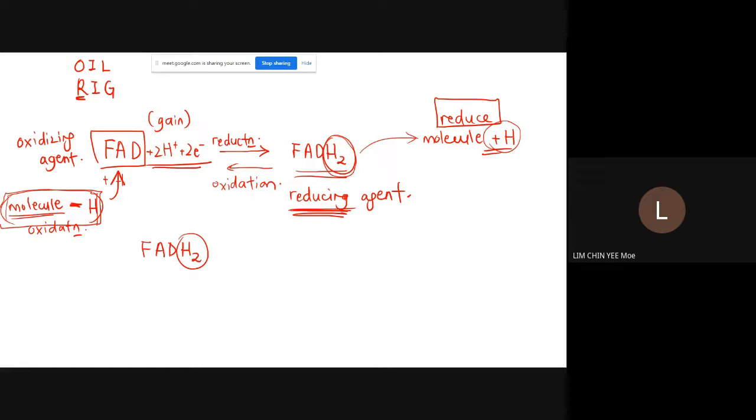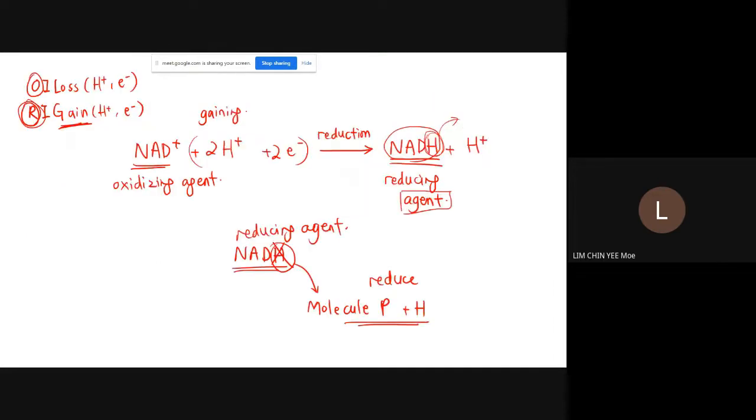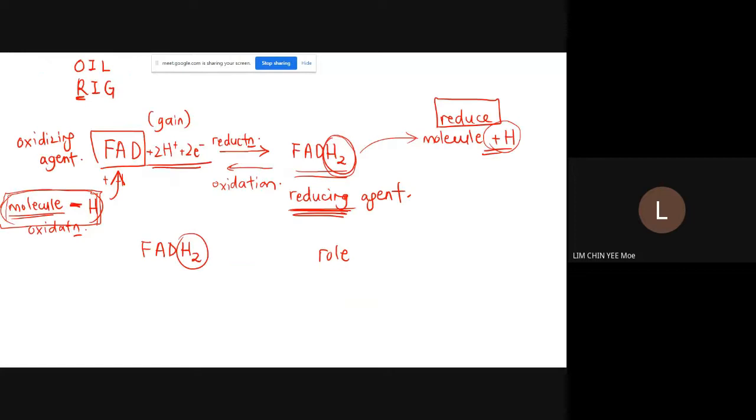Throughout the whole chapter, if in the exam they ask you what is the role of FADH2, it is a reducing agent. What is the role of NADH? It is a reducing agent. Inilah peranan dia dalam cellular respiration. Kena ingat equation, eh? Okay.